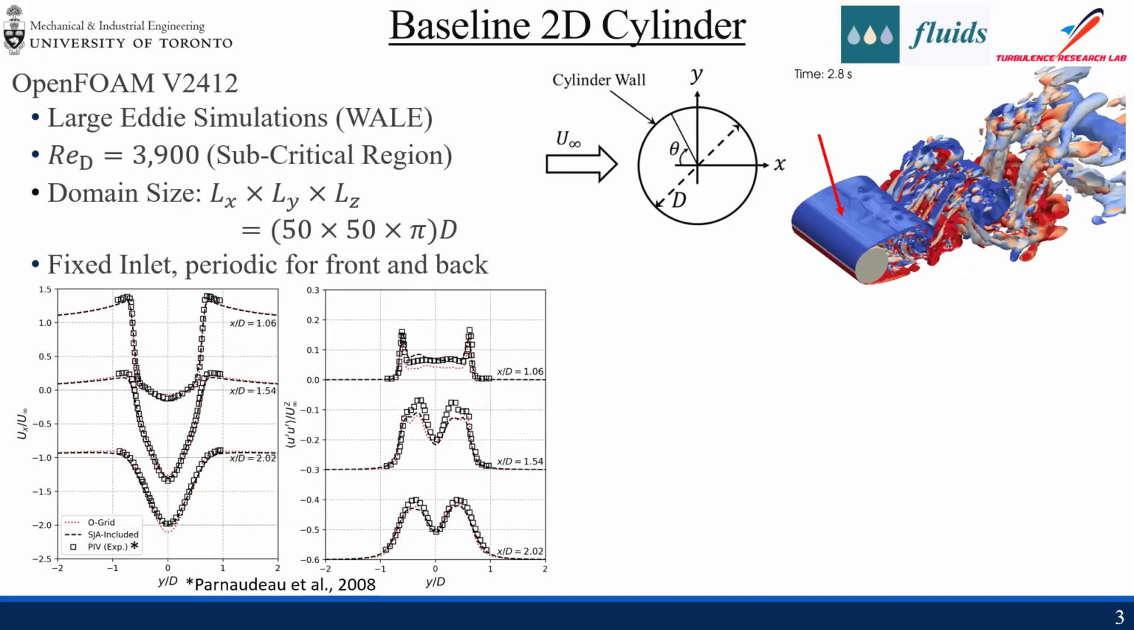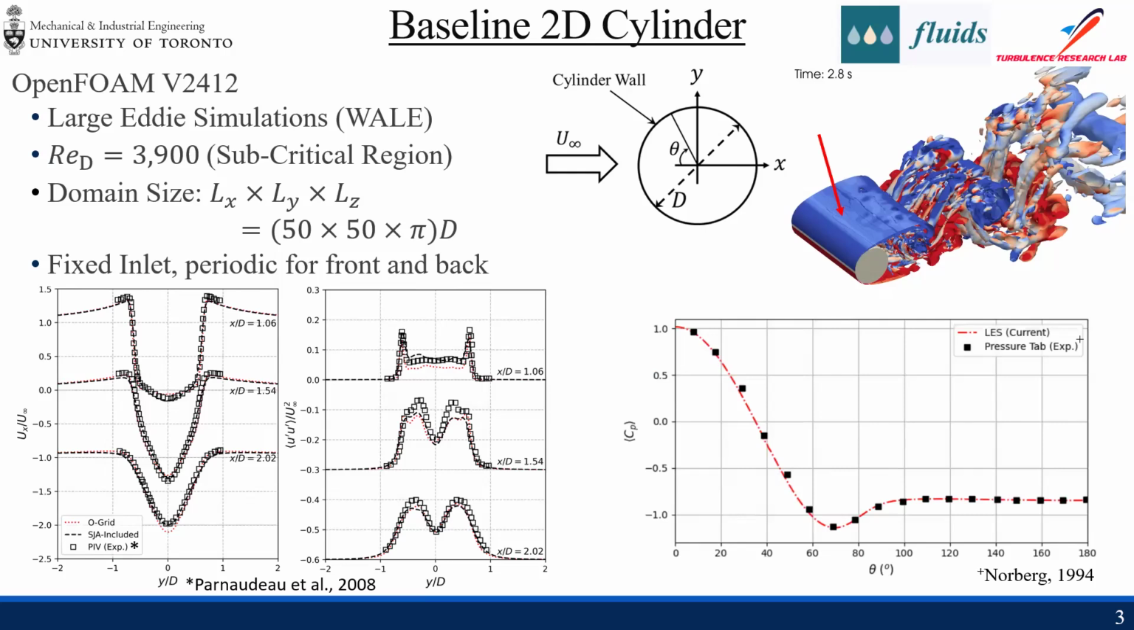Validation was quite thorough, primarily done with PIV results. I'm only showing Ux, U prime U prime here, but I also compared Uy, U prime V prime, V prime V prime, just to make sure that higher order statistics are also agreeing with the experimental data. And here the SJA included case is basically with the nozzles built in but not turned on, and it doesn't change the flow significantly.